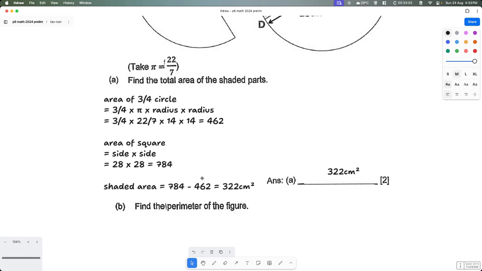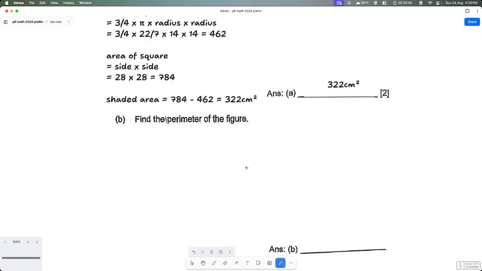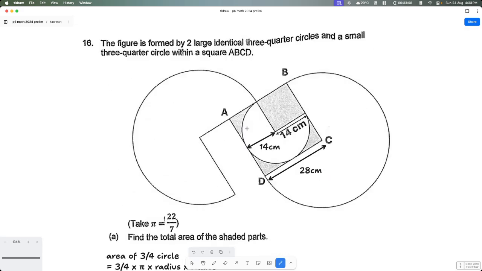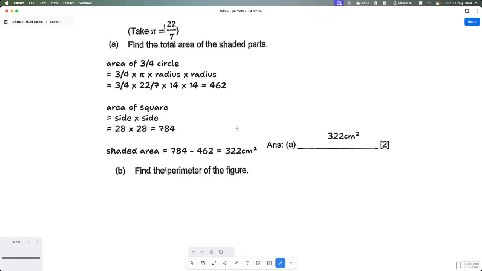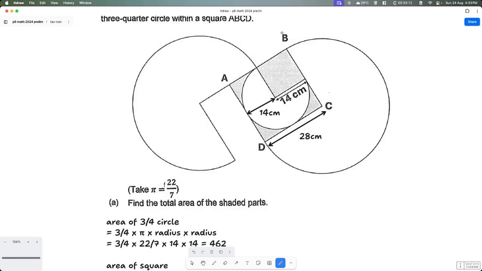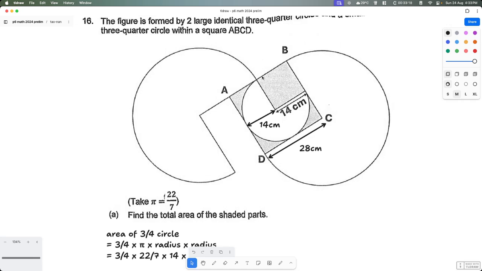All right, let's move to the next question, part B. Find the perimeter of the figure. All right, so of the whole figure itself. Okay, so we know that this is also 28. Let me just grab this. So I'll just lay out all of the numbers. So 28 centimeters. Okay, so this is also 28 centimeters as well.